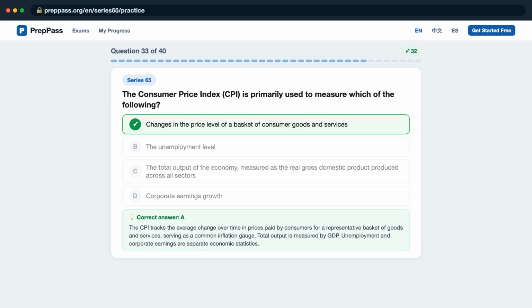The CPI tracks the average change over time in prices paid by consumers for a representative basket of goods and services, serving as a common inflation gauge. Total output is measured by GDP.